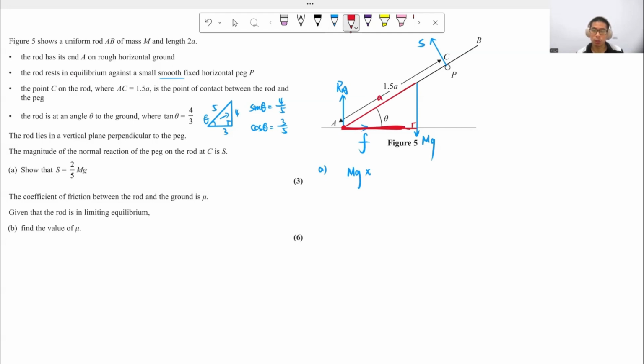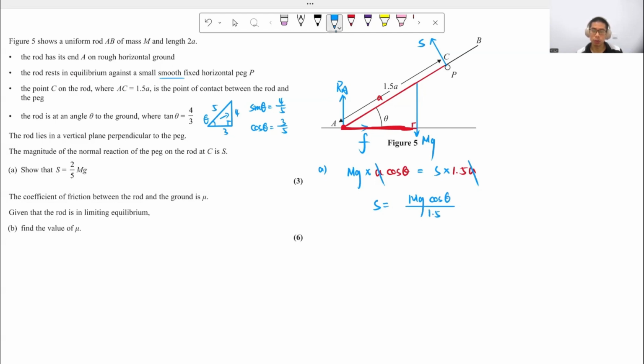Because this one is the adjacent, it should be A times cos theta. And that should be equal to S times the shorter distance. We start from A, and the shorter distance is the perpendicular distance. Since S is perpendicular to AB, the perpendicular distance is just AC, which is 1.5A. So now we just have to rearrange. Divide by A on both sides. Then S is just equal to mg cos theta divided by 1.5.